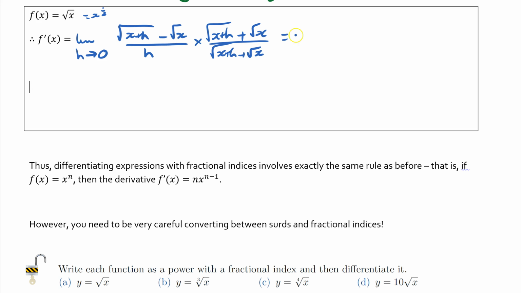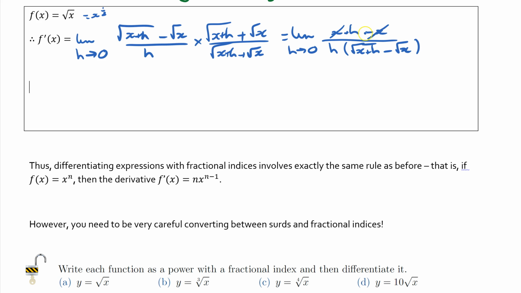And then when we do that, I've got the limit h tends to 0, we can't leave that bit out. Our top line becomes the difference of two squares. It becomes square root of x plus h all squared, which is of course x plus h, minus the square root of x all squared, which is of course x, which then just leaves us h. Down the bottom, we've got h outside of square root of x plus h minus square root of x.